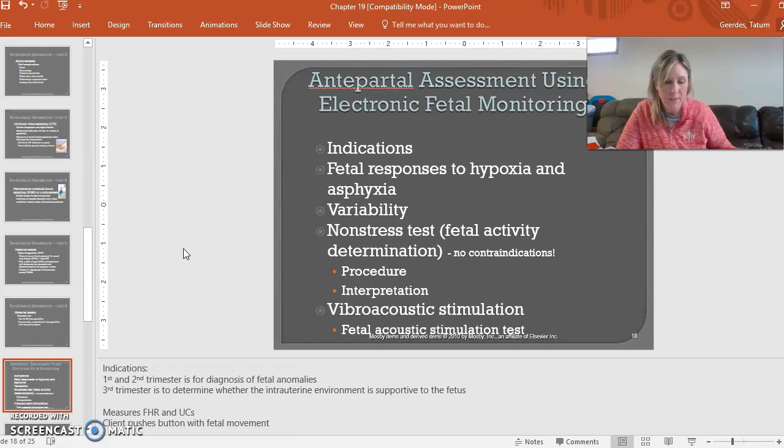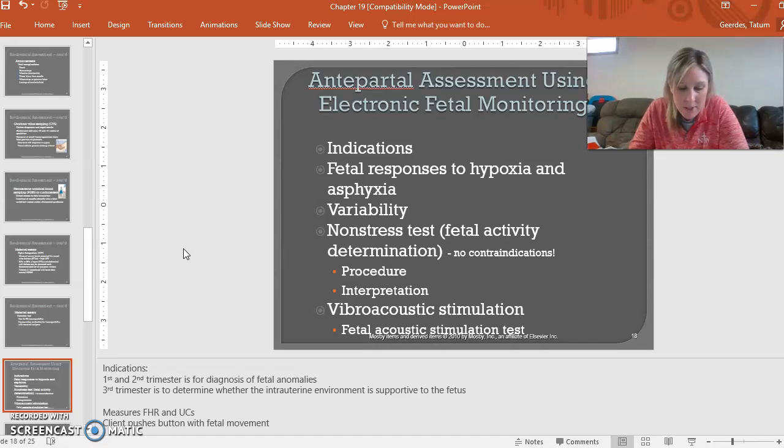All right, moving on. Antepartal assessment using electronic fetal monitoring. So there's lots of indications why we would do electronic fetal monitoring. Oftentimes in the first and second trimester, it's used to help diagnose fetal anomalies or uteroplacental insufficiency, so not enough blood flow getting to the placenta. And then in the third trimester, it's used to determine if the intrauterine environment is supportive of the fetus. So is the baby able to thrive in that third trimester? Is it getting oxygenated and perfused efficiently?